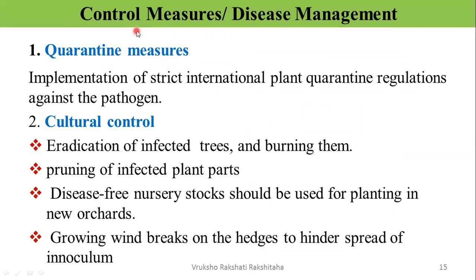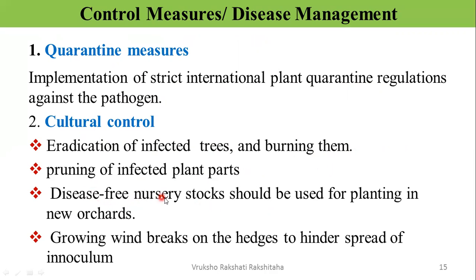Finally, let us discuss the control measures, that is the disease management. It can be done by different methods. One, by quarantine measures. Implementation of strict international plant quarantine regulations against the pathogens has to be done, not only at the international level but even from state to state within the country. Cultural control. In cultural control, eradication of the infected trees and then burning them off, then pruning of the infected parts of the plants and then burning the debris off.